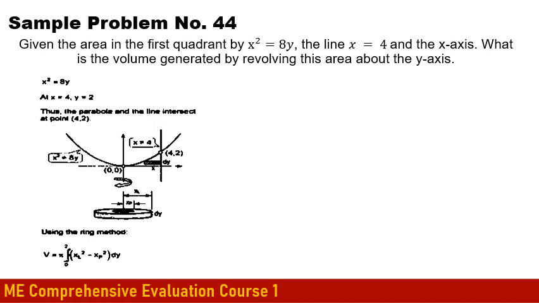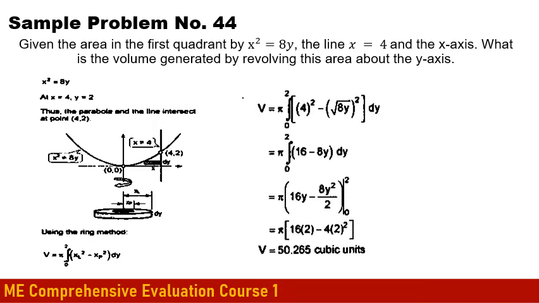The x left is simply the line x equals 4. The x right is the curve, which is the square root of 8y. That's why we have 4 squared, minus the square root of 8y squared, dy. So we integrate it from 0 to 2, since we will run the strip from this line to this point here, 0 to 2. From this, you can either use a calculator or you may opt to use the manual method. So our volume is 50.265 cubic units.